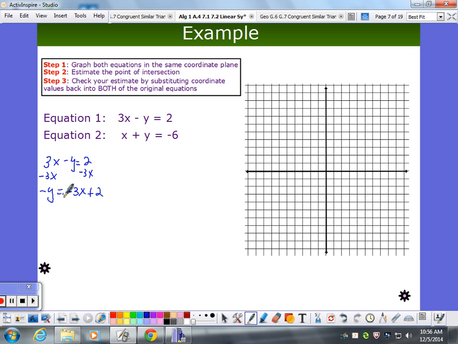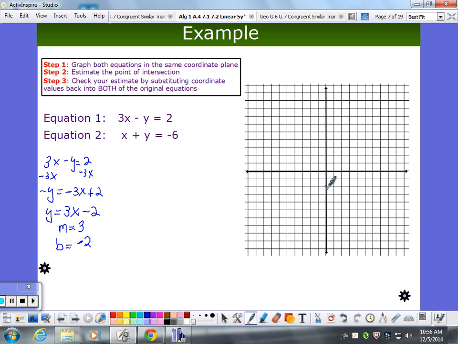So what do I do, Red? Divide by negative 1 or multiply. And remember what that does if you multiply both sides by negative 1. First of all, what gets multiplied? Everything. So negative becomes positive. Positive becomes negative. So now we're in y equals mx plus b. What's m? And what's b?